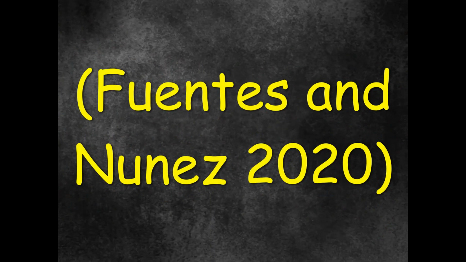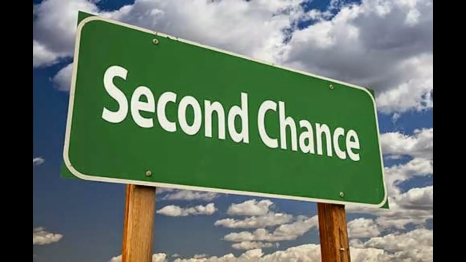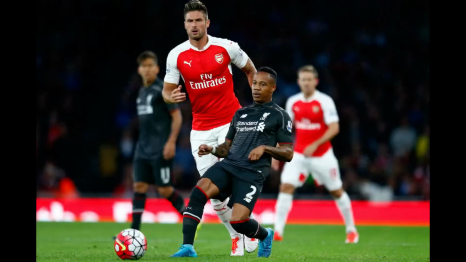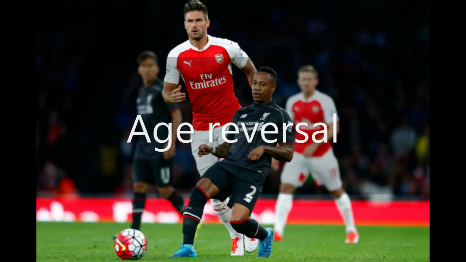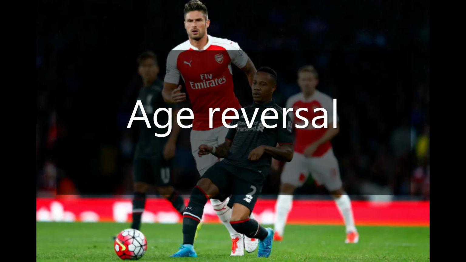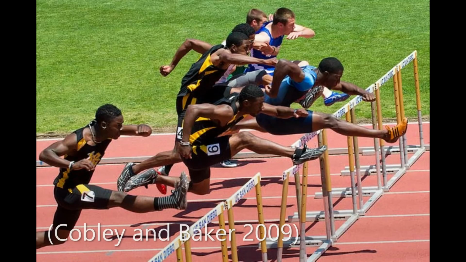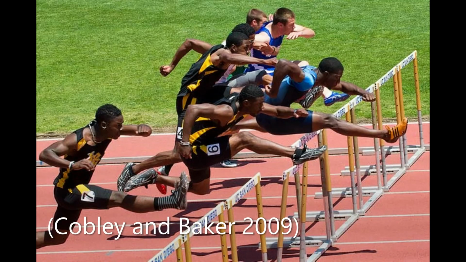However, there is an argument from Fuentes and Nunes that initially maturity disadvantaged people in major sports can have a second chance to emerge in professional sports, as they will have already prepared a skill set in order to combat being smaller. This is known as age reversal. This is also supported by the ideas of Cobley and Baker, as they suggest that the relative age effect is reduced in senior elite level sport.